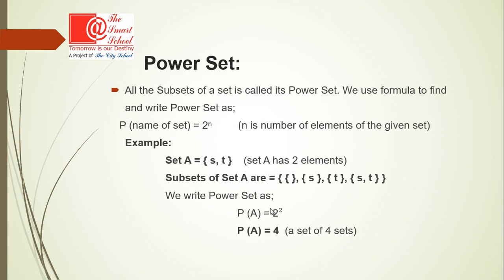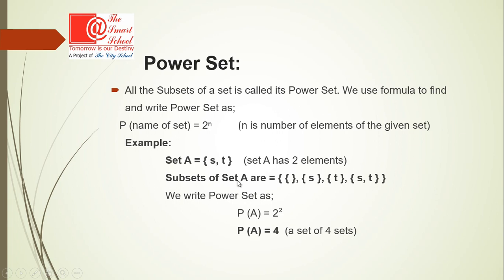Now power set. All the subsets of a set is called its power set. We use formula to find and write power set as P, then in the bracket name of set is equal to 2 to the power n, where n is number of elements of the given set or number of elements of the superset. For example, set A has elements S and T in it. Set A has 2 elements.